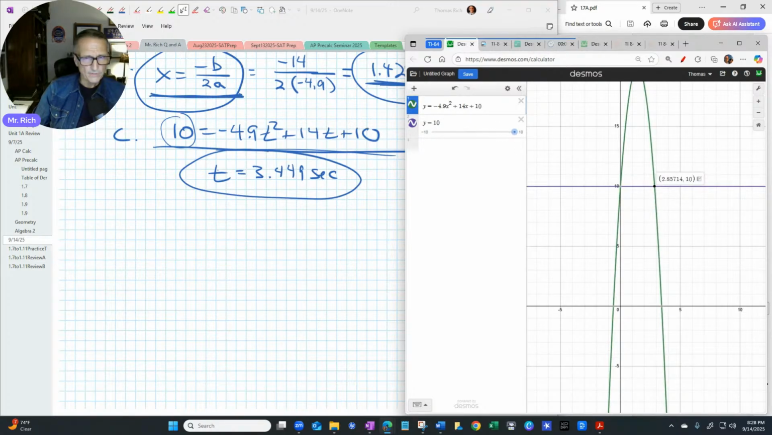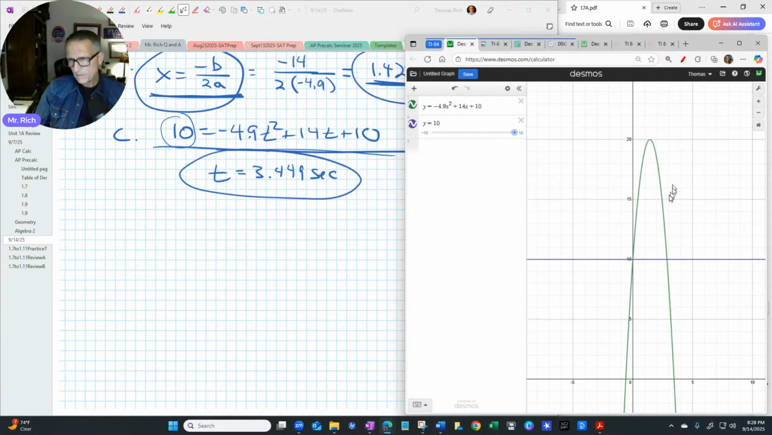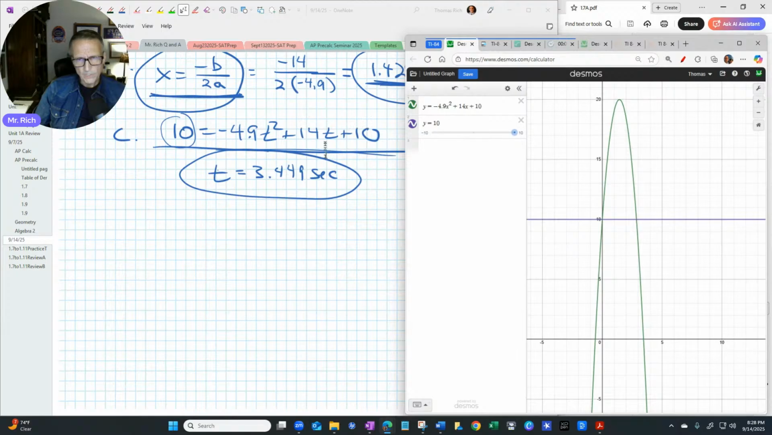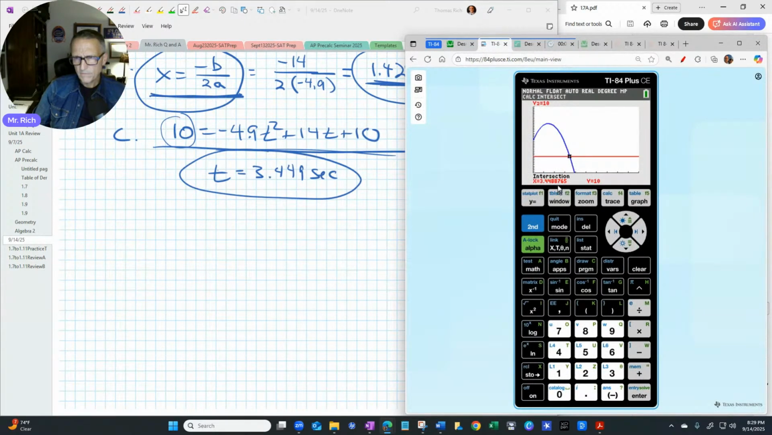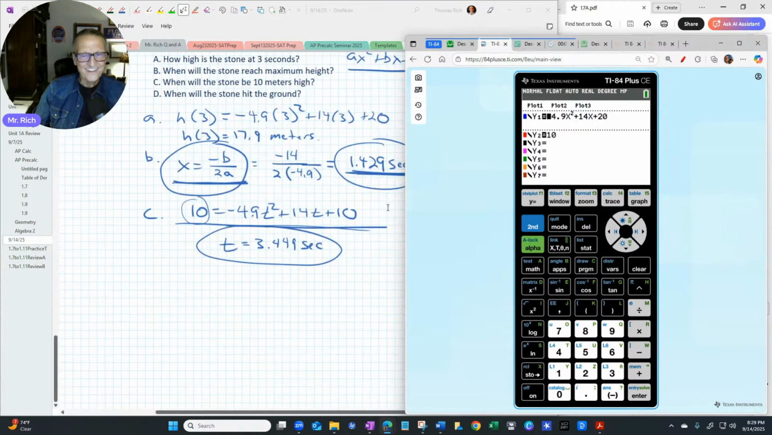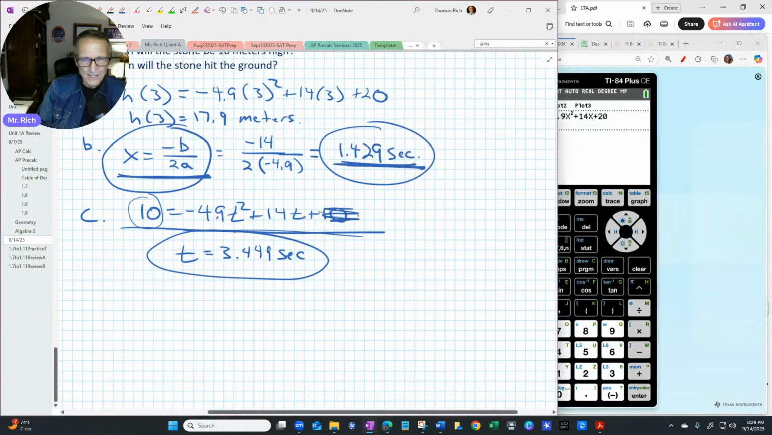Okay, it gave me a different answer. Why did it do that? Did I get that 14 in there right? Negative 4.9x squared plus 14x plus 10. And then I graphed the right-hand side. All right, let me go back to my TI-84 and see what the difference is. Okay, wait a minute. I just simply rewrote that incorrectly. See that it started off as a plus 20. I just wrote it down as plus 10.